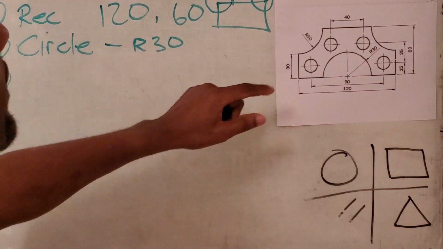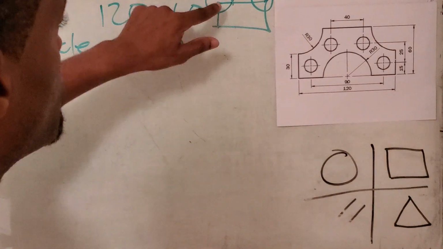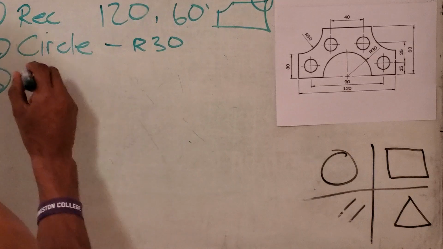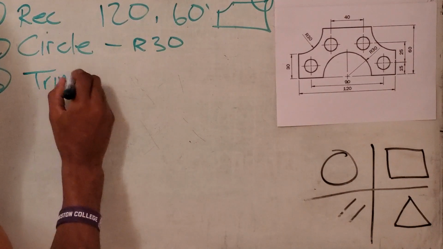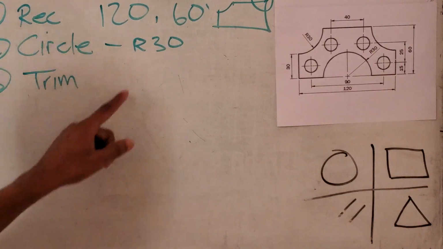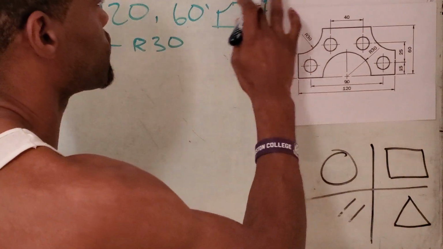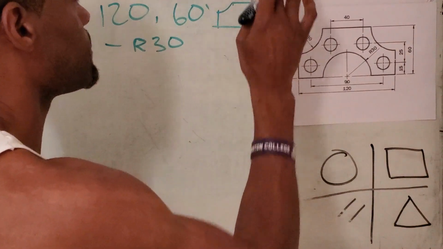The third command is to trim. So we use trim to get rid of all of this. So trim, and we type TR, enter, touch the unwanted parts, touch here, touch there to eliminate that.